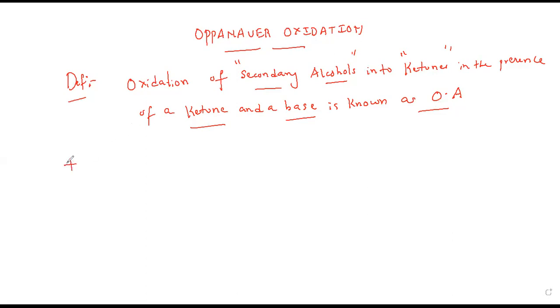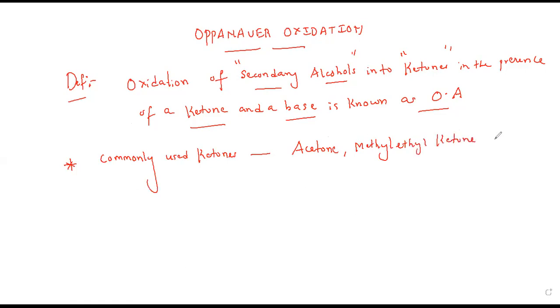Now, commonly used ketones in this reaction. I will give you a list of ketones. We can use any of these ketones in Oppanauer oxidation, like acetone, methyl ethyl ketone, and cyclohexanone. Among these three ketones, we can select any one of them to convert a secondary alcohol into a ketone.